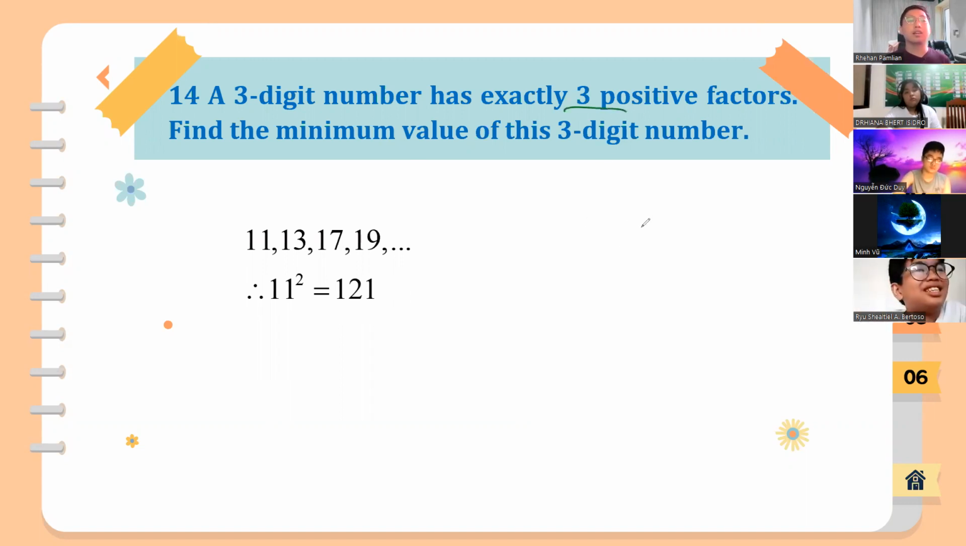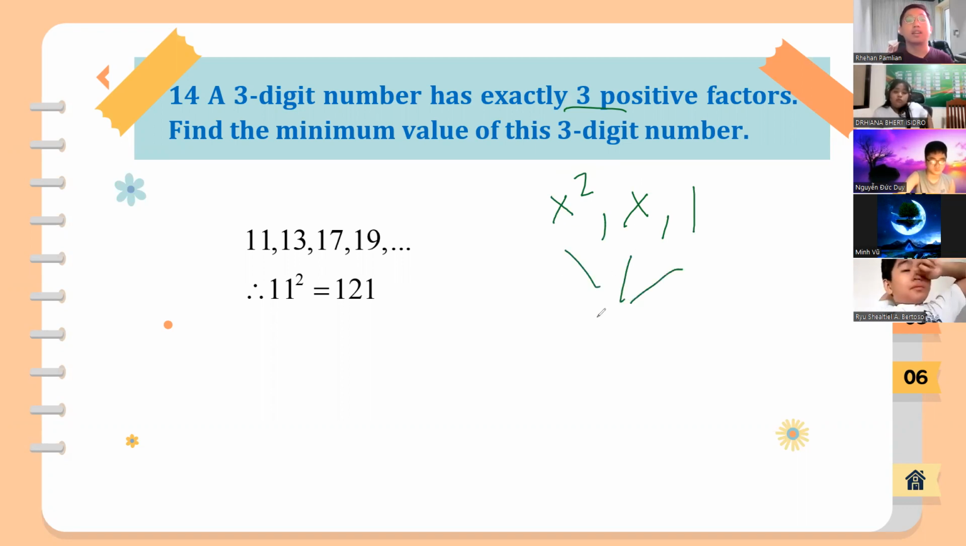The only way that a number would have 3 positive factors is if it is this number, and then the square root of that would be x, right? And then the other factor would be 1. So these 3 are the 3 positive factors. So you should get a number that is a square, and then you just have to take into account the minimum value of this 3-digit number. So x squared here should be a 3-digit number.